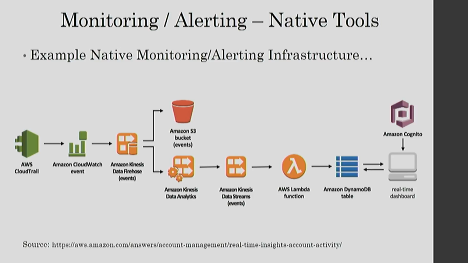Here's an example of native monitoring and alerting infrastructure. This is just taken straight from Amazon's answers segment of their setup. So this is how you might expect a native setup to look. And this kind of thing can be super powerful and can pretty much get you to the last 80, 90% of what you might want to do.